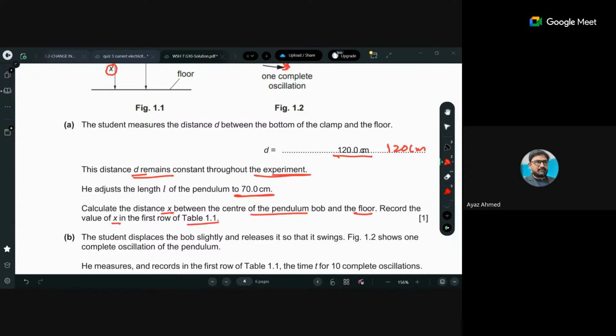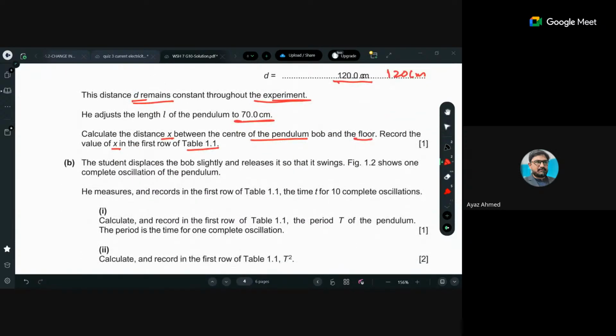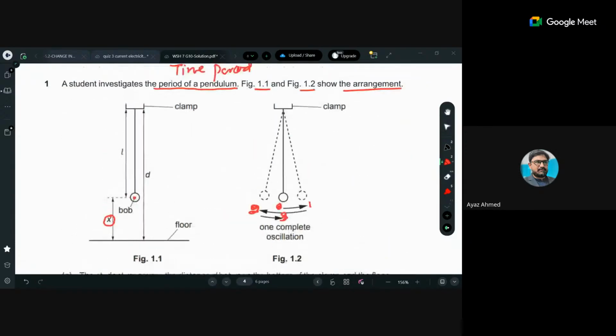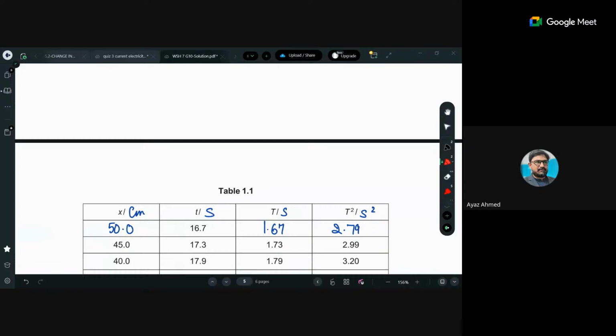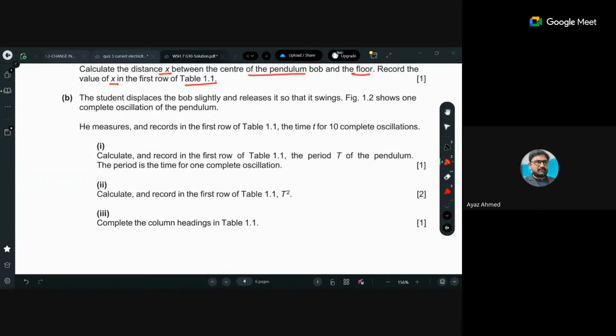Okay, table 1.1. So what did the student do? You have to measure this x. Here the values have been measured, the values have been there. For x, this reading is 50 centimeter. 50.0 is mandatory. As I told you, the consistency marks and symmetry marks are there. The student displaces the bob slightly and releases it so that it swings. Figure 1.2 shows one complete oscillation of the pendulum. Remember this thing. This is just for one complete oscillation.